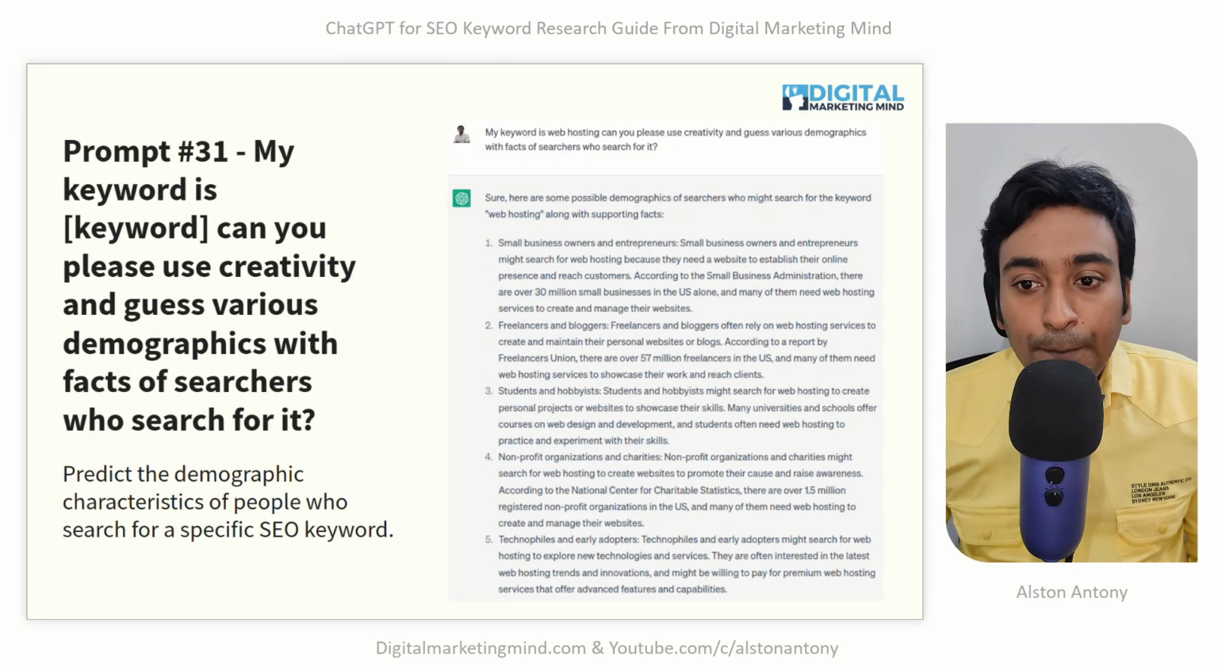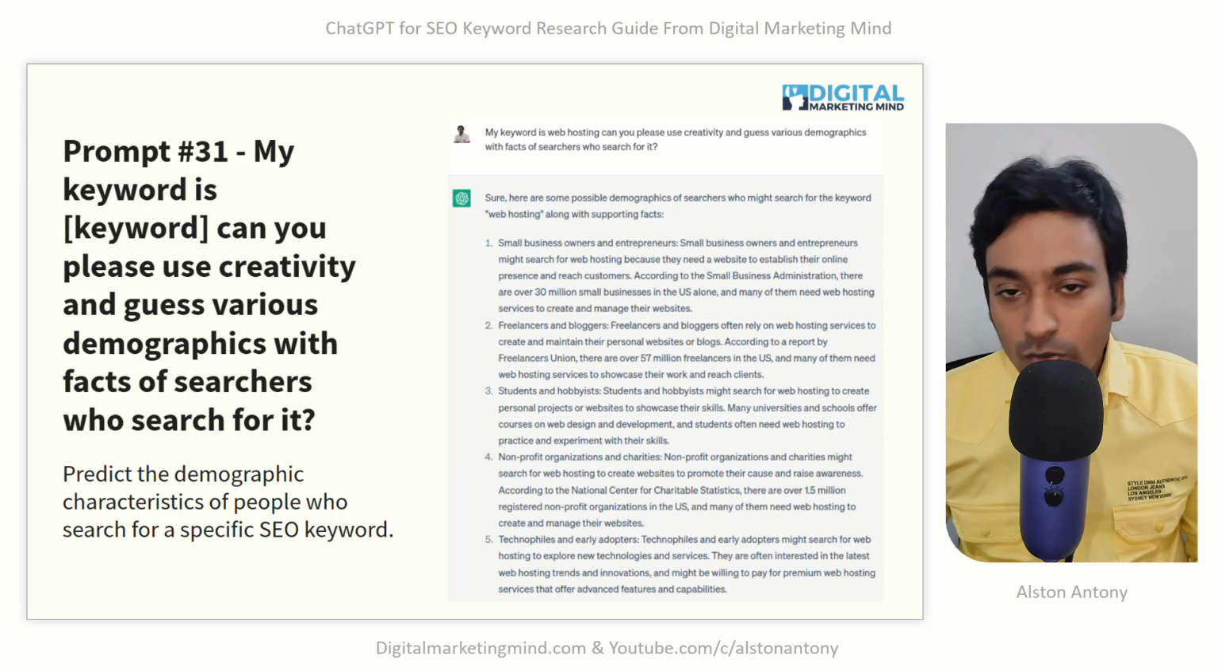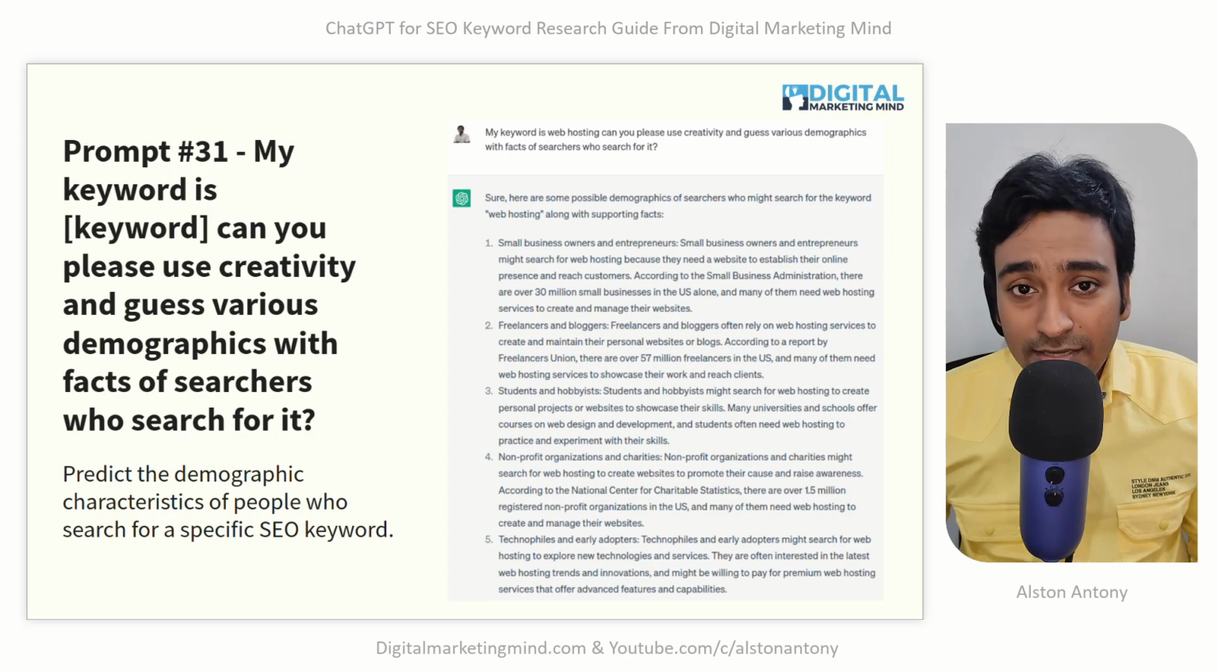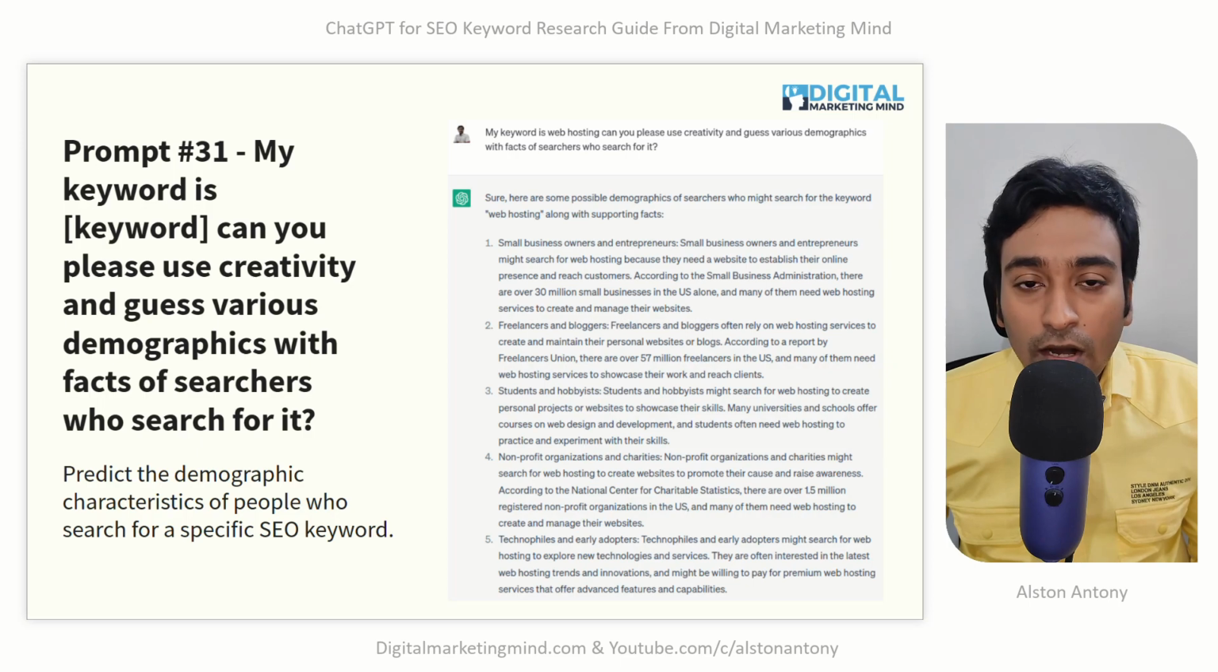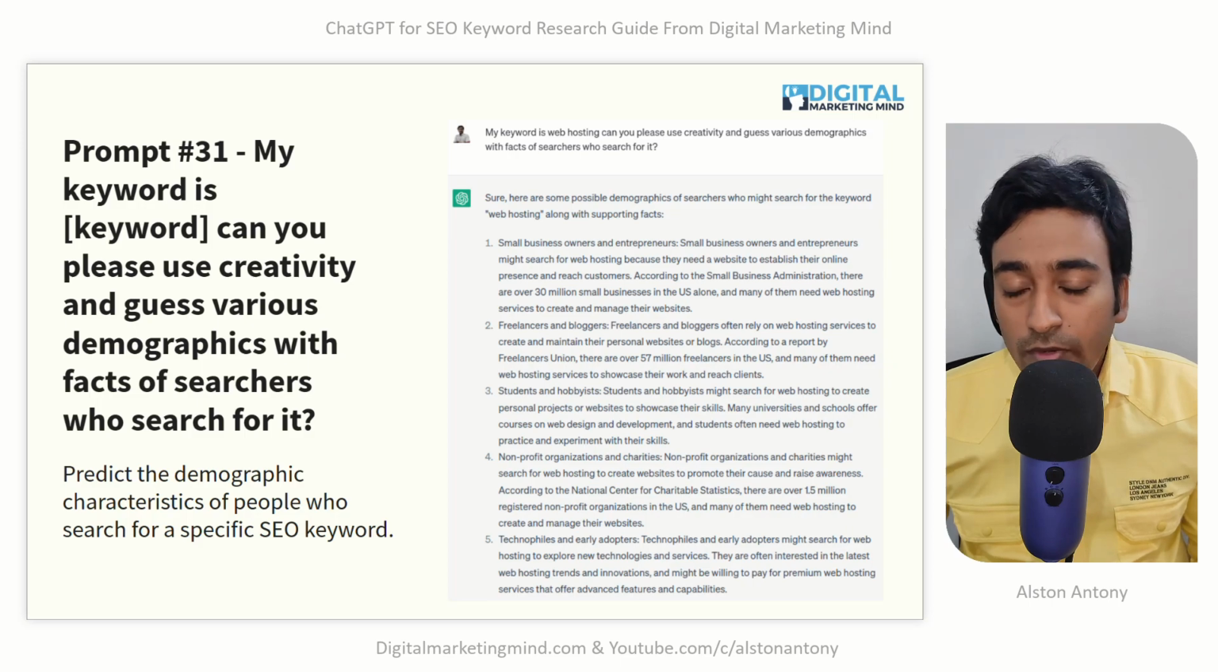Prompt 31: my keyword is, and you give the keyword, can you please use creativity and guess various demographics with facts of searchers who search for it. Here also I am trying to make ChatGPT as creative as possible and bring me results which you might not be able to find on a regular keyword research tool. ChatGPT is almost working like an assistant, explaining different target audiences, why they might need it, and the facts behind those searches, which gives us a lot of background research to make a solid keyword research for SEO.